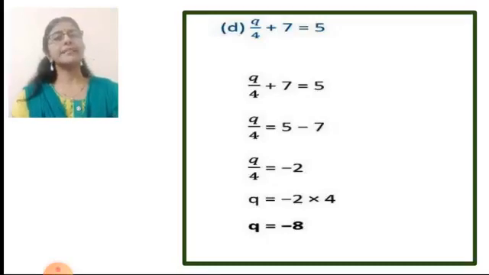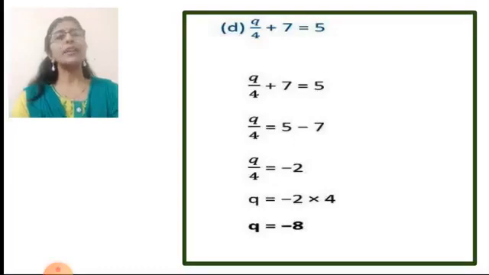So the next step will be q upon 4 is equal to 5 minus 7. Plus minus, already we have learned that we have to do subtraction. So 7 minus 5 is how much? It is 2, and 7 is the bigger number. It has the minus sign, so minus 2 will be written on the right hand side. So you will get q upon 4 is equal to minus 2.